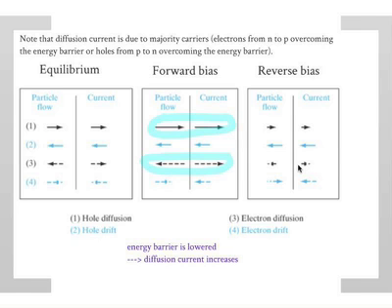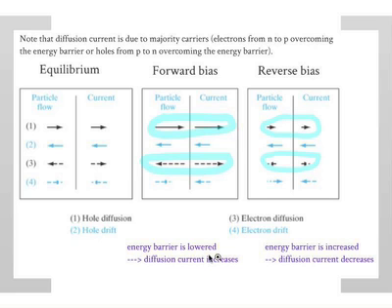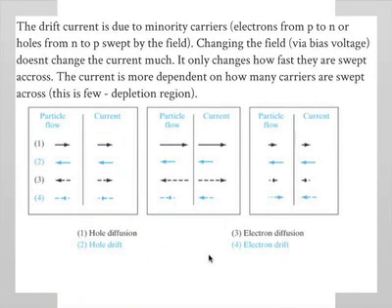Okay. So the basic point is that in forward bias, as you can see, as highlighted there, the energy barrier is lowered, the diffusion current increases. In reverse bias, the energy barrier is increased, the diffusion current decreases. Okay. Now let's talk briefly about the drift current. The drift current, I guess the same thing as I said before, is due to the minority carriers. Okay. So what does that mean? Let's make sure we are very clear on that.